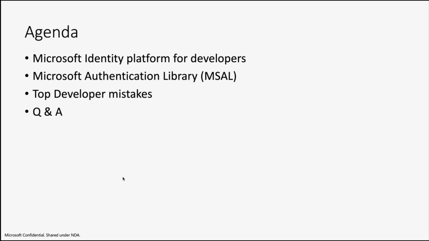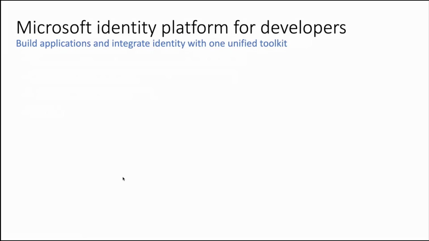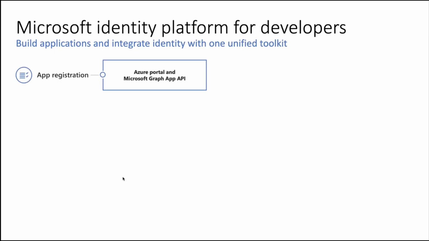So what we're doing here is, we work with developers that really push the boundaries on our identity platform. I'd like to start with a little bit of an introduction to our platform, and then we'll talk about the most common mistakes we see developers make when they work with our platform. It's just based on our experience of what we've seen. Starting with a little bit of an introduction, our tagline is we build applications and integrate identity with one unified toolkit. It all starts with an app registration.